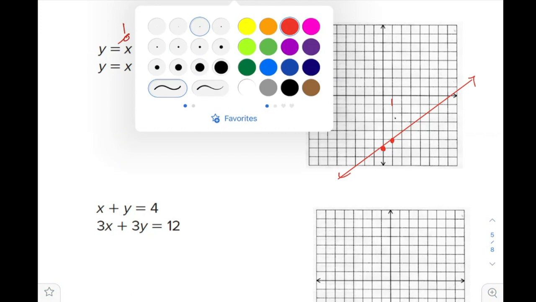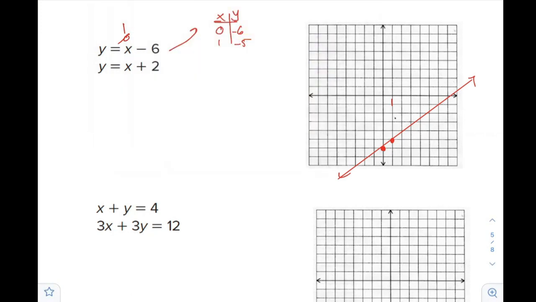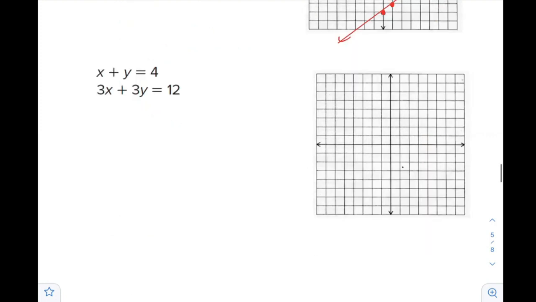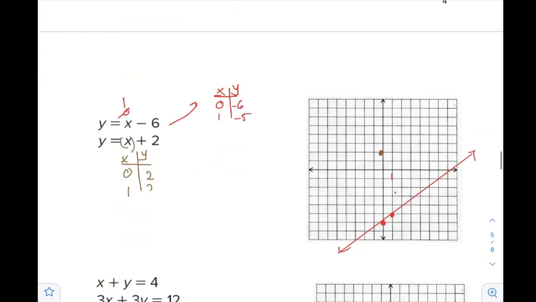Second line, let's choose another color. Also, you can generate your table. Assume x is 0, so 0 plus 2 is 2. Assume x is 1, 1 plus 2 is 3. So 1 and 3 will be here. This is 3. And this is your second line.